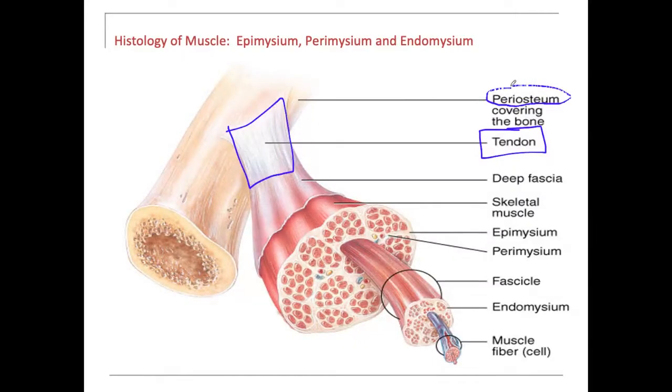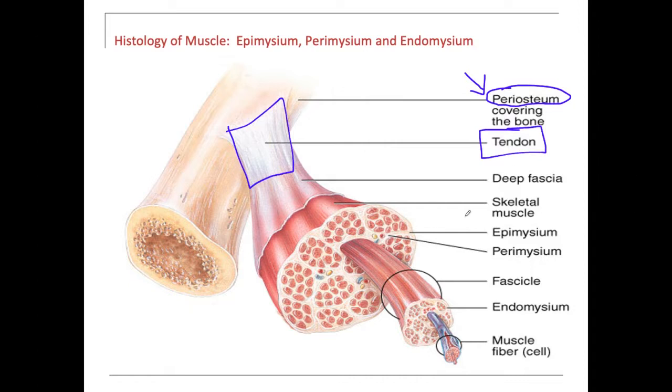Now, the specific part of the bone where tendons attach is the covering of the bone. And you remember when we covered osteology, the external part of the bone was called the periosteum. So muscles attach to bones by way of tendons. The part of the bone that the muscle attaches to is called the periosteum.